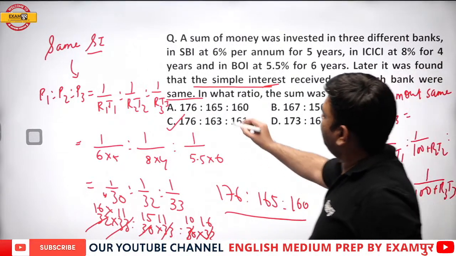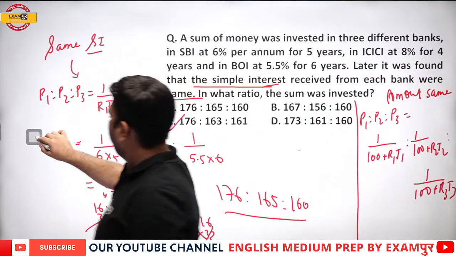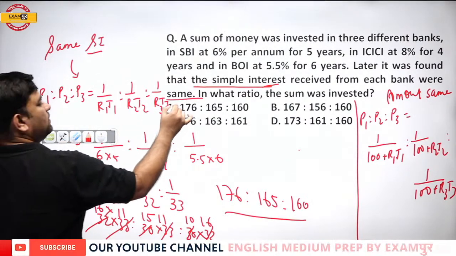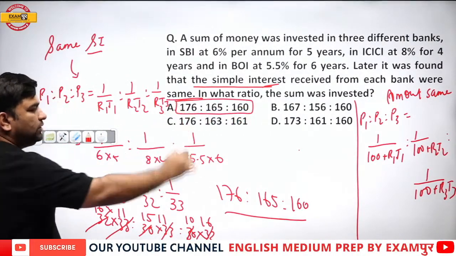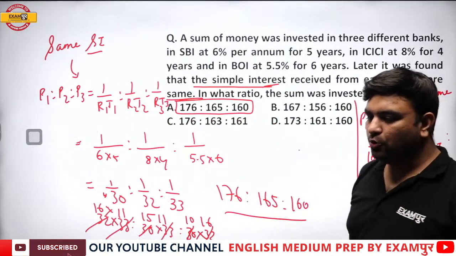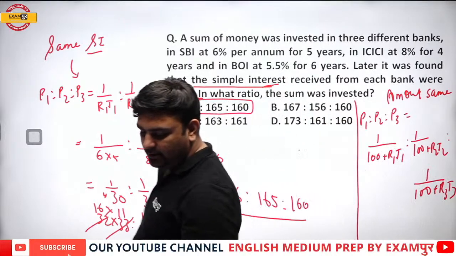Okay, 165. A. So by directly remembering the results, you can save a lot of time, guys. Quite a lot of time.